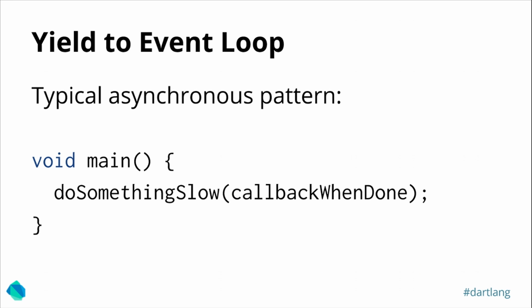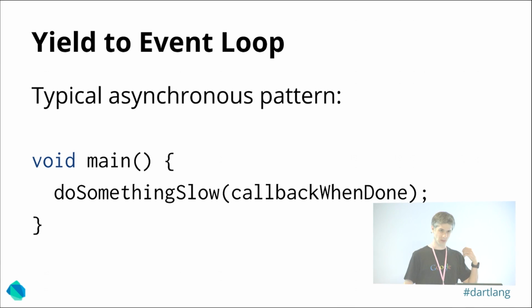The other thing that's important to note is that there's a typical asynchronous pattern in the sense that when you ask for something that takes a long time, so here it's called do something slow, you give that function a callback so that when it's done, it can call you back. And more importantly, you go back to the event loop. So instead of waiting for the thing to return, you just finish all your things, you return from main, and then only at some point the event loop will come back and call you.